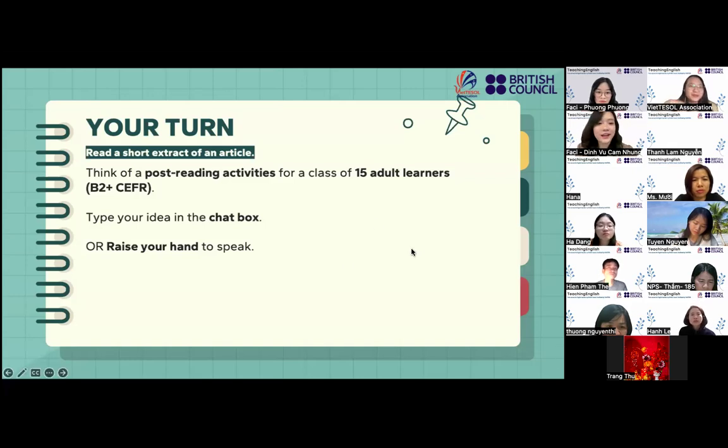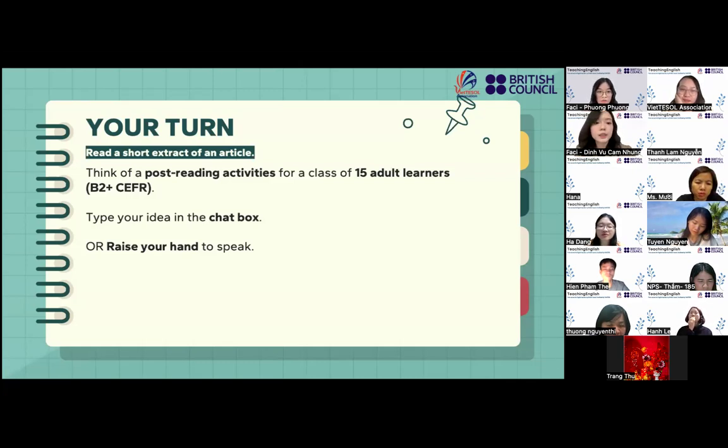So imagine that you have a class of 15 adult learners. That is like the ideal class size, right? 15 adult learners, and they are at the level of B2 CEFR. Okay, so they are intermediate learners. Maybe there are some learners that are weaker, or maybe some of them even more advanced.